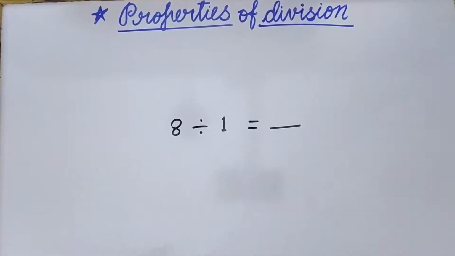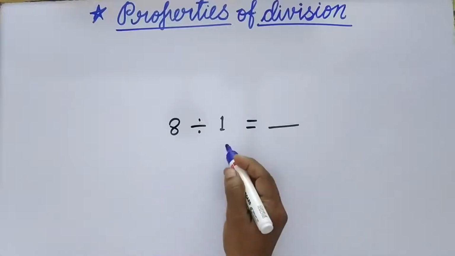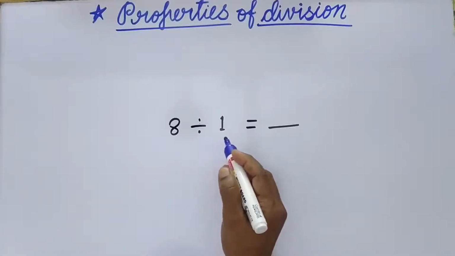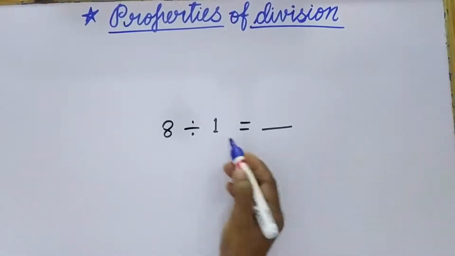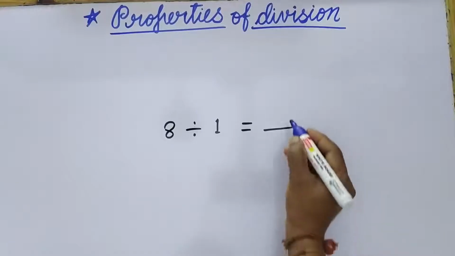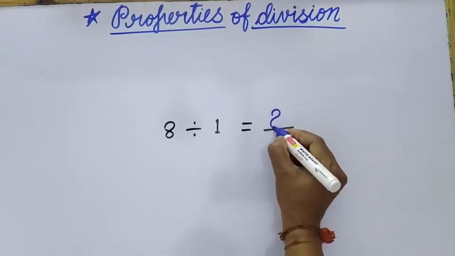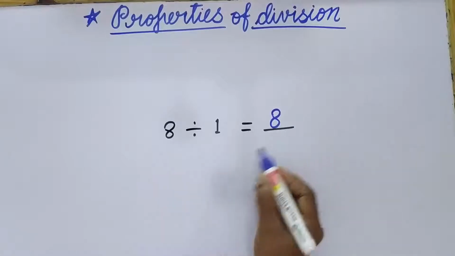Look at this. Here we have 8 divided by 1. So we are dividing 8 by 1. From 1 we have to divide 8. 1 8s are 8. So the quotient is, yes, we'll get 8. That means the number itself.